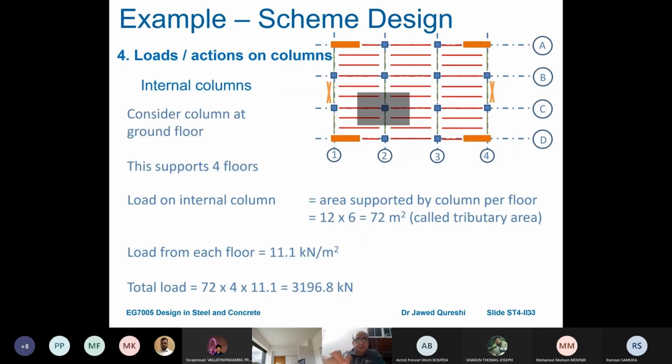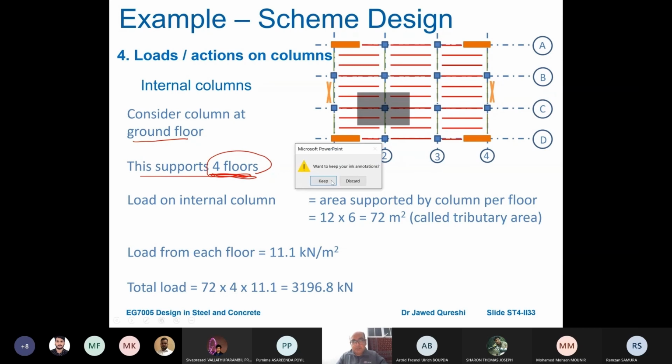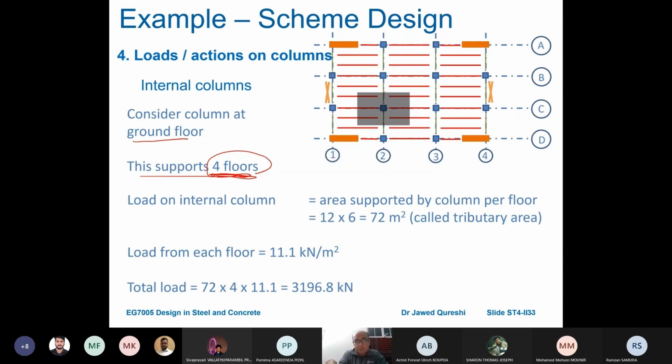Loads on columns. Now there are two ways in which you can work out loads on columns, and the easiest way is to work out the tributary area. So I will just go half of this beam, half of this beam, half of this beam, and half of this beam. This will give me an area of 12 by 6. This column is supporting an area of 12 by 6, which is equal to 72 meters squared. This is termed the tributary area.